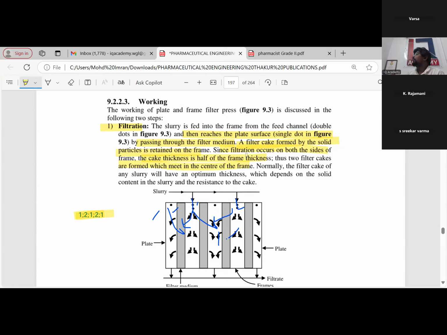Pavan, sir, Pavan, parents are. Okay, so normally the filter cake, parents for 5 minutes. So 5 minutes class.